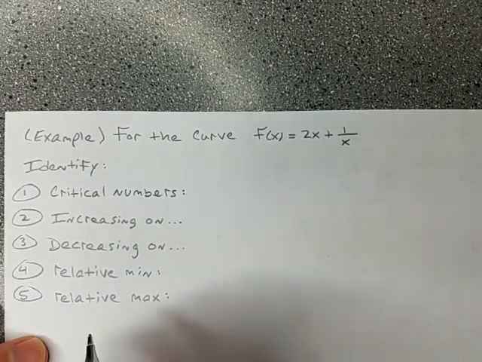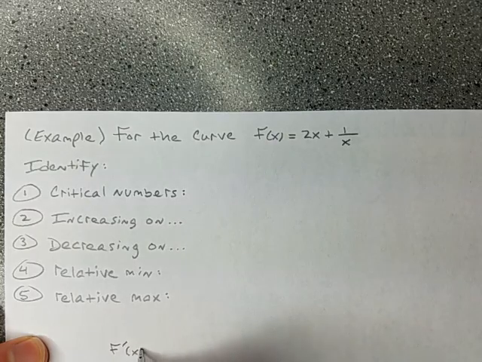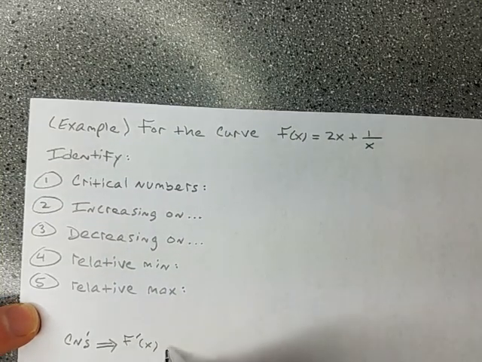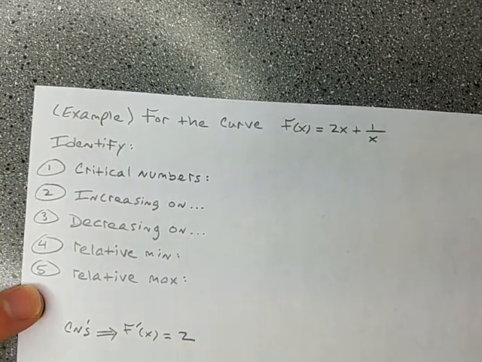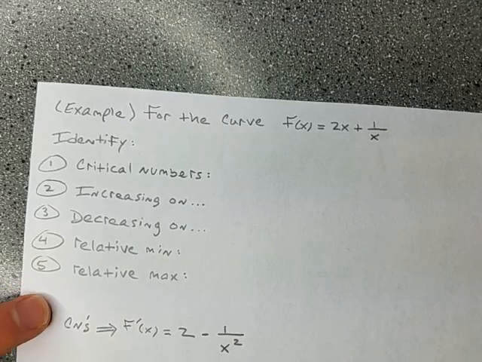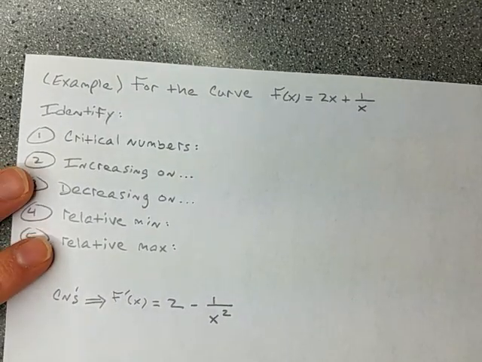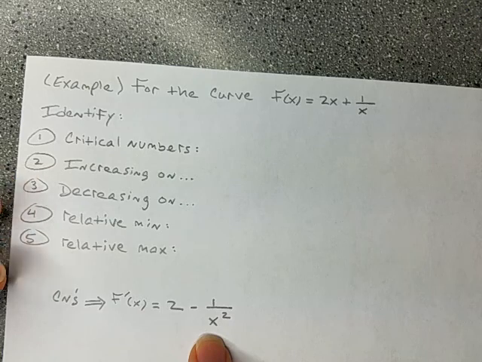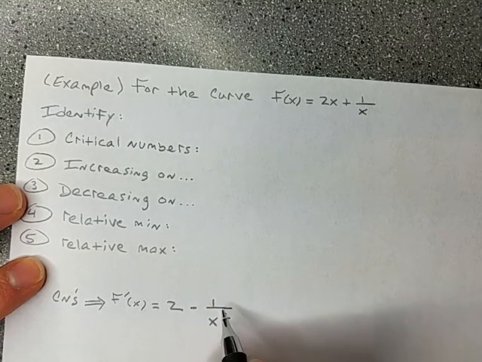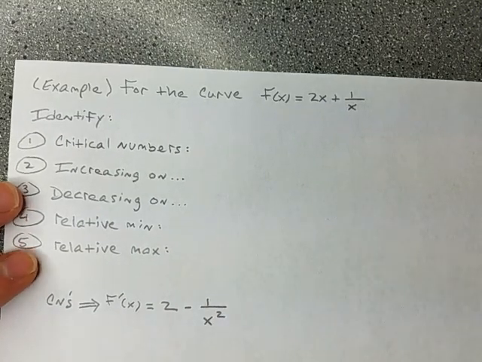Start with the critical numbers. So f prime. That's how we find our critical numbers. All right, f prime x, that's going to be 2 minus 1 over x squared. Okay. All right. So this is undefined at 0, it turns out. Okay. But that's just because we have a vertical asymptote there.